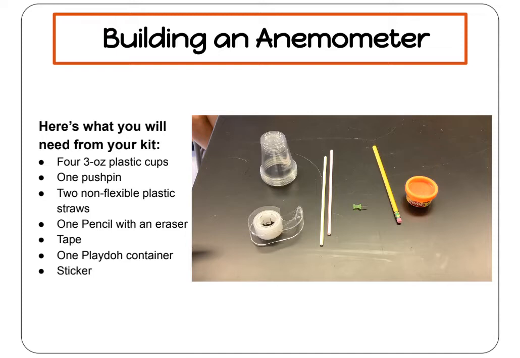To build our anemometer, we will need 4 3-ounce plastic cups, 1 push pin, 2 non-flexible plastic straws, 1 pencil with an eraser, tape, 1 Play-Doh container, and a sticker.